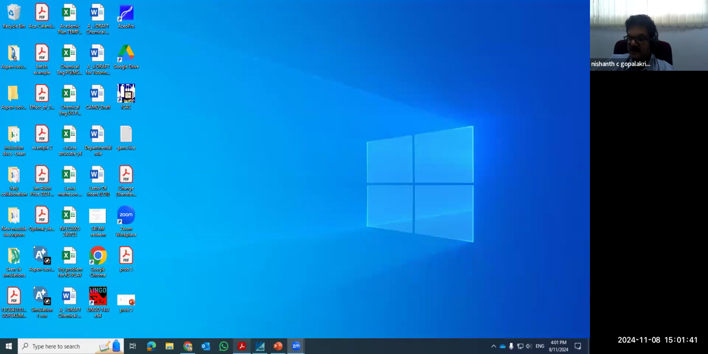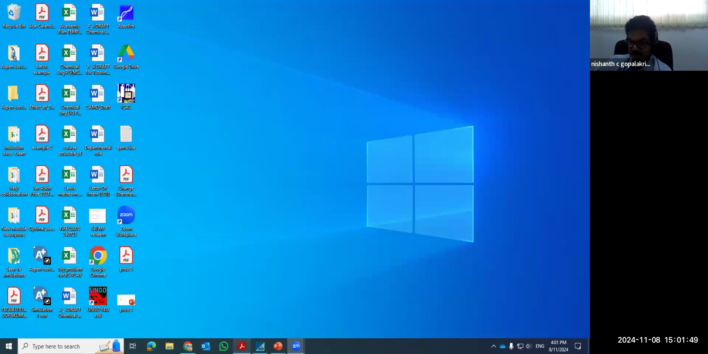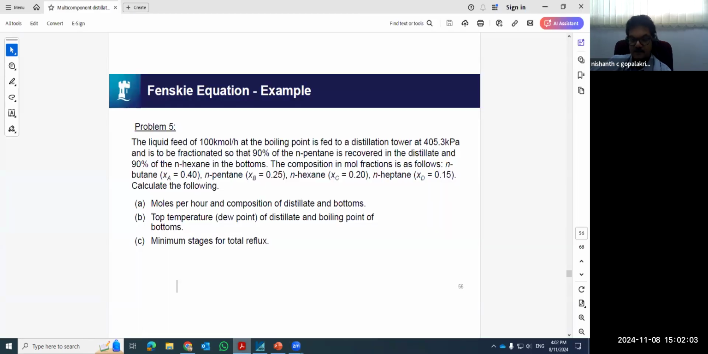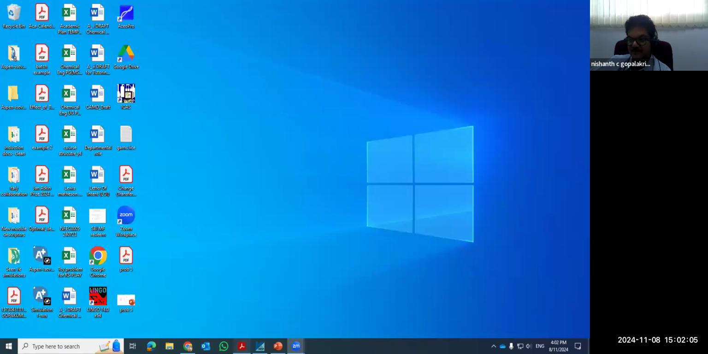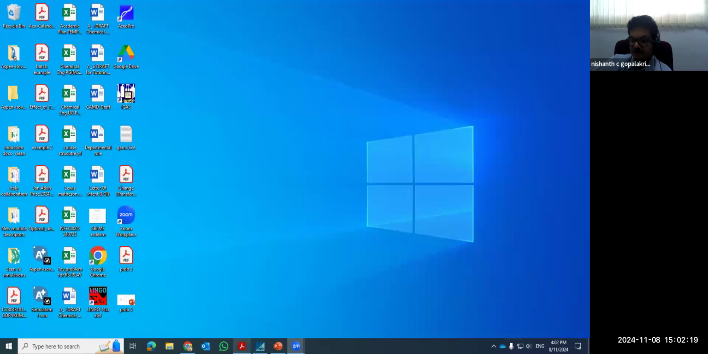So you're correct about hexane and pentane. So how about butane and heptane? See, you're saying that out of this 25 moles of pentane, 22.5 goes to the top. Remember, butane is lighter than pentane. So what will happen to butane? Where will that go? Top or bottom?